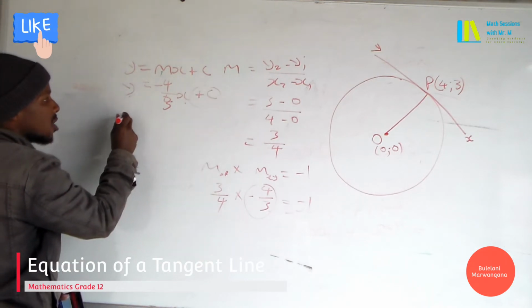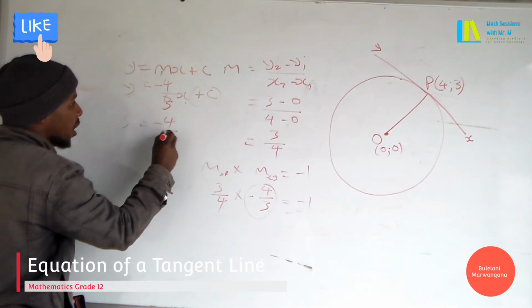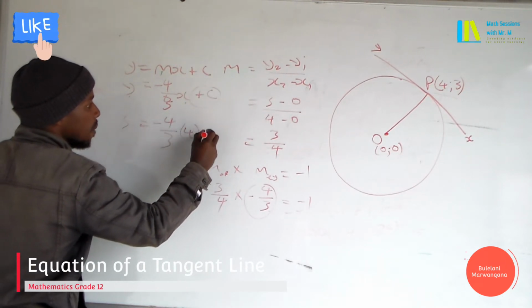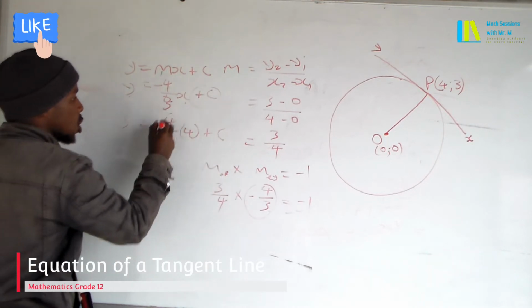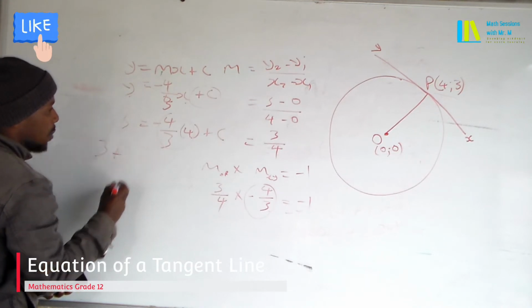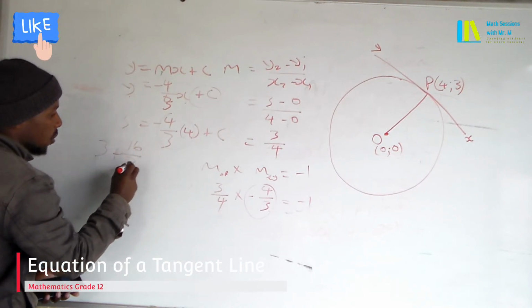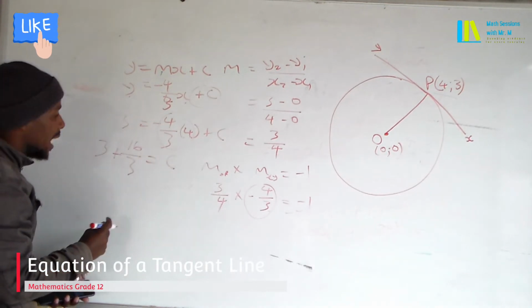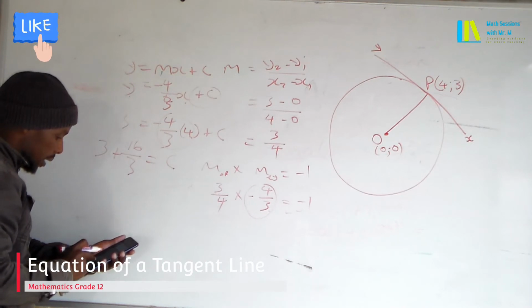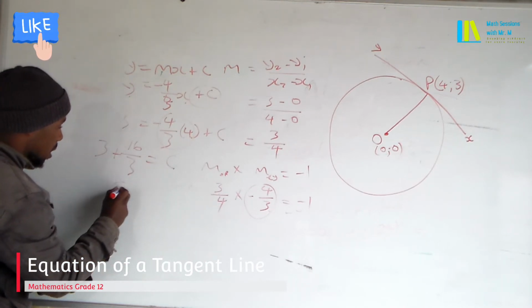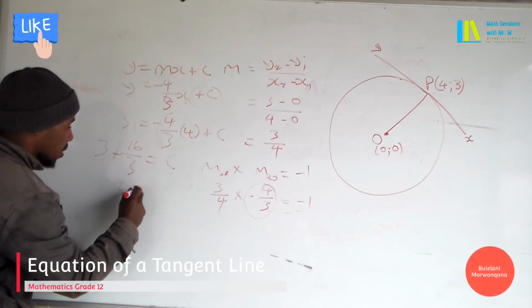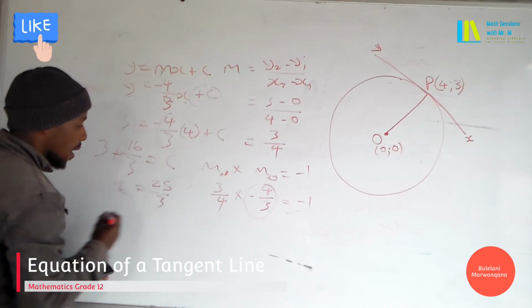So y is 3, which equals -4 over 3 times x, which is 4, plus c. This 16 over 3 goes to the other side of the equal sign and becomes positive, so we have 16 over 3 on this side and we are left with only c on the other side. When you sum this together, our c becomes 25 over 3.